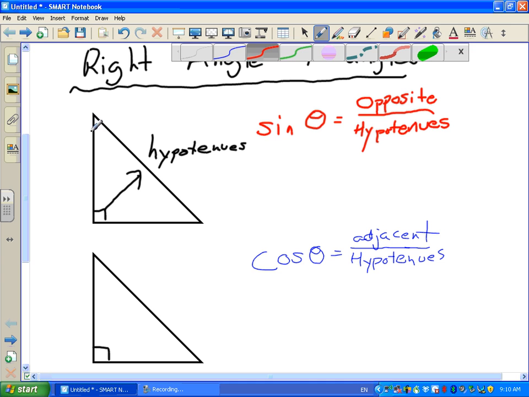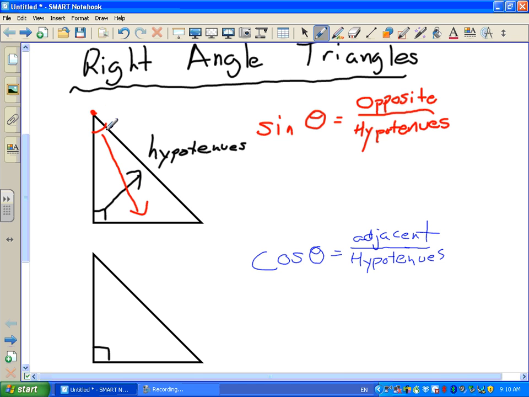But let's say we're working with this angle here at the top. If I'm working with this angle at the top, the opposite side of this, there you go. The opposite is, once again, opposite of that angle. So this is the opposite side. And the adjacent side is the side that is touching the angle, but is not the hypotenuse. The hypotenuse will always be touching the angle we're working with. So this is our adjacent.